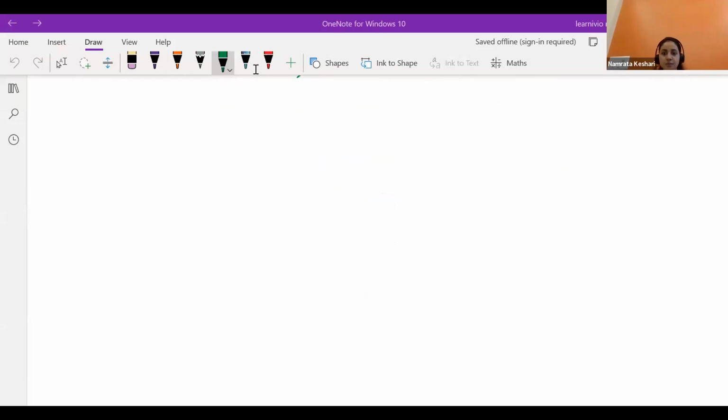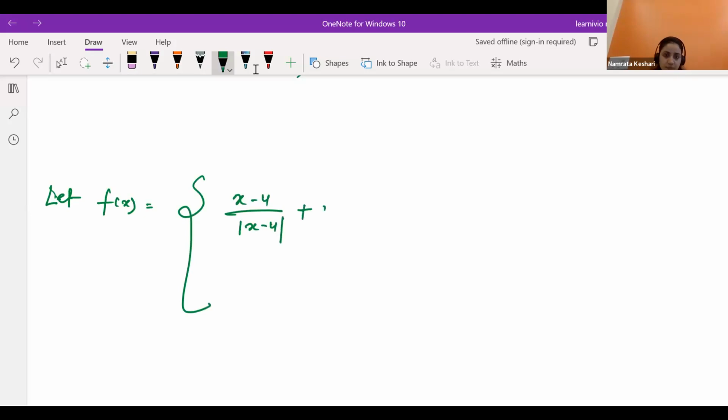First question is, let f of x equal (x minus 4) over |x minus 4| plus a, if x is smaller than 4. If x equals 4, it's a plus b. And if x is greater than 4, it is (x minus 4) over |x minus 4| plus b.